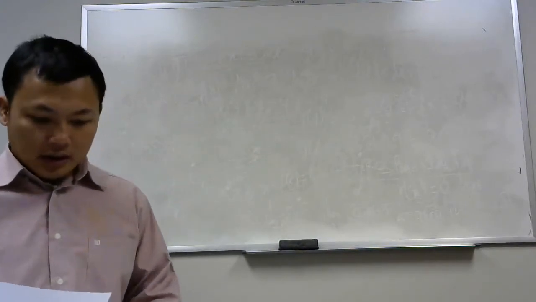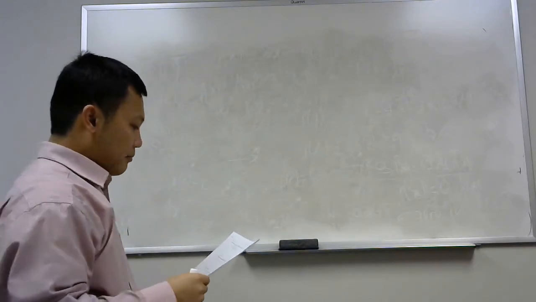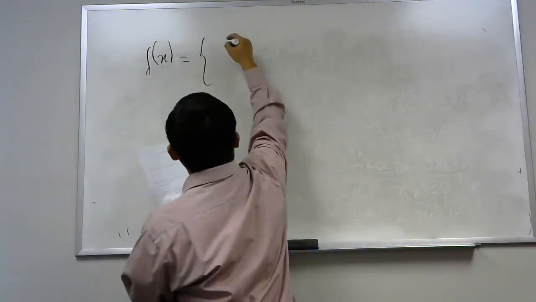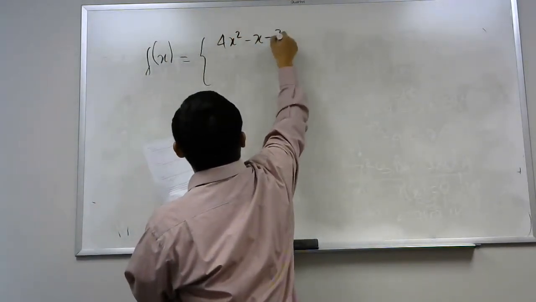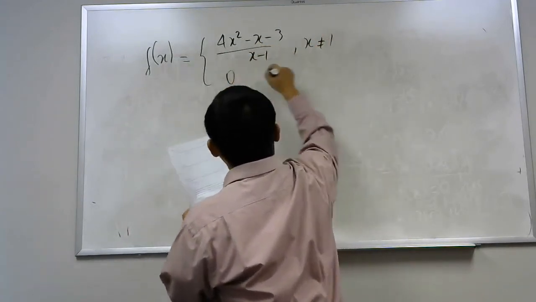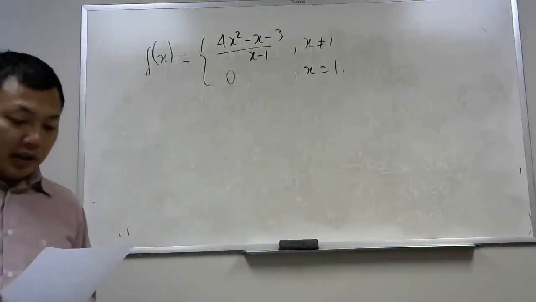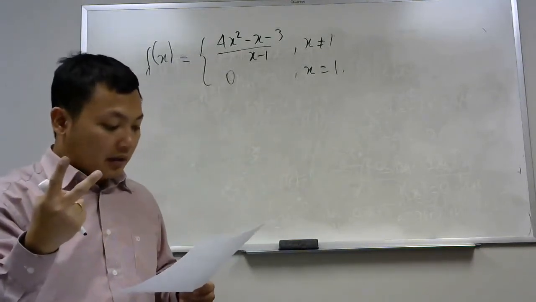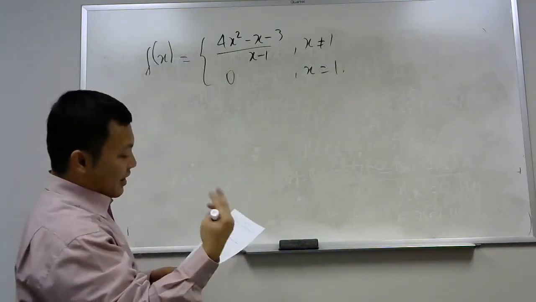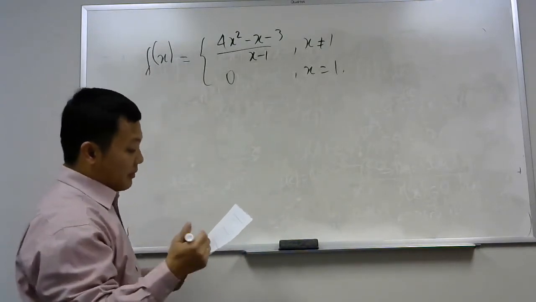The next question is about piecewise functions. Okay, I have this function f of x equal to (4x squared minus x minus 3) over (x minus 1) when x is not 1, and equal to 0 when x is 1. Let me write another problem right away, right? So I will remind you about two different types of piecewise function. Problems 6 and 7 are very similar, so I just solve one of them. So let's take the problem 6, right?